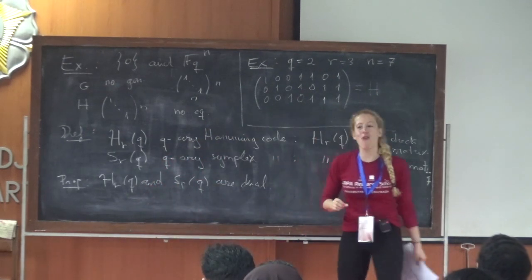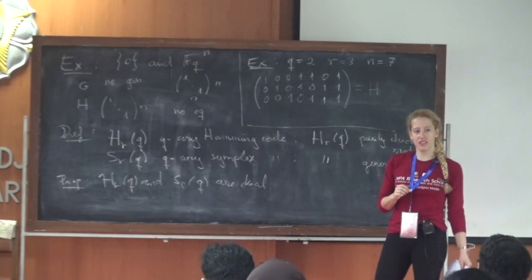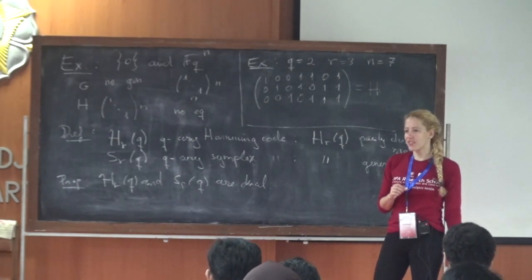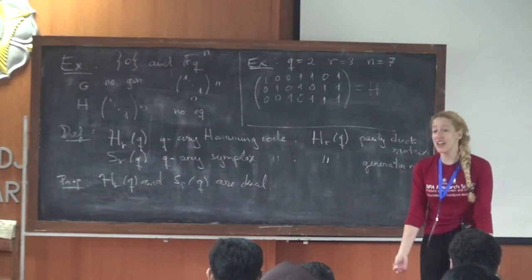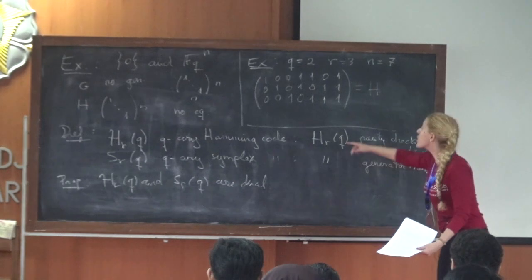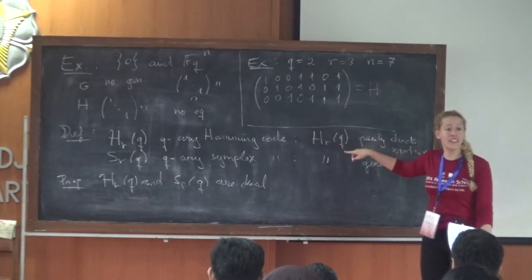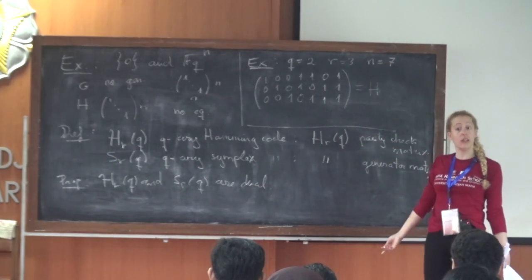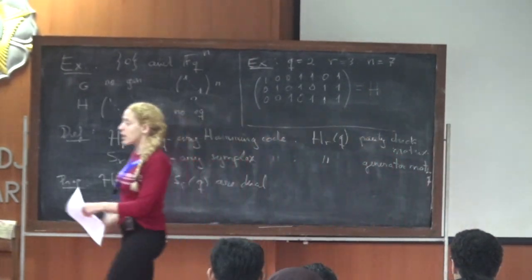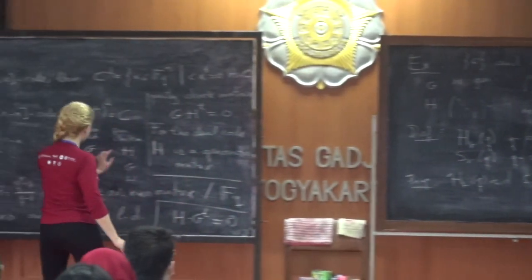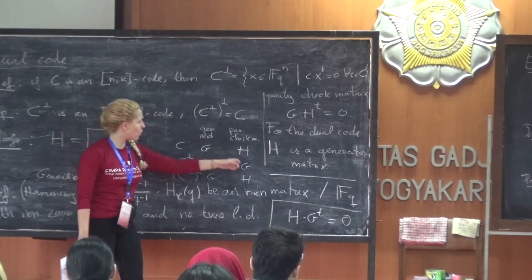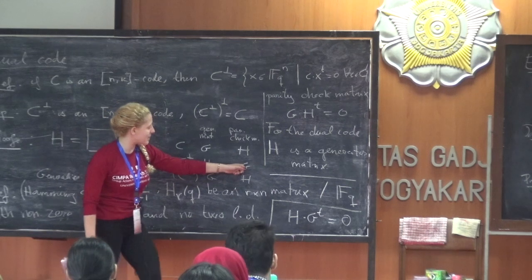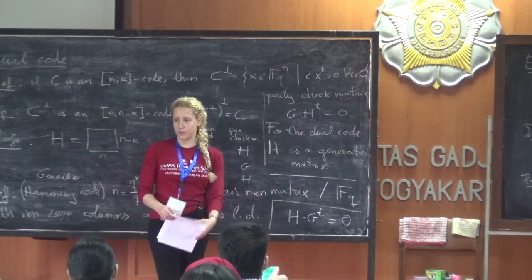Can anyone tell me why those two codes are dual? No? Okay, it's very easy. These two codes are dual because we have the same matrix that for one is a parity check matrix and for the other one is a generator matrix. This is what we said happens with the dual code, that we just have to swap the generator and the parity check matrices. So they are dual.